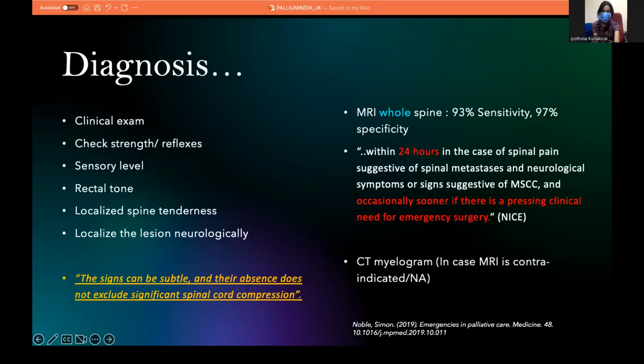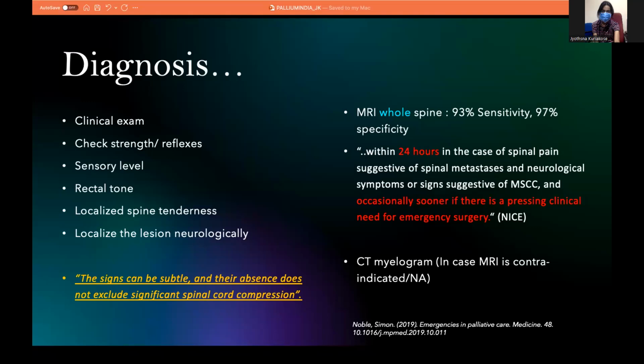So now you have taken a proper history of the patient, and you move to the examination. You do a thorough CNS examination: check the strength, the power, the reflexes, the tone. Then locate the sensory level, and find out whether the bladder is involved. Palpate the abdomen to know whether there is bowel involvement, examine the rectal tone, look for spinal tenderness, and come to the localization of the lesion neurologically. I've not included the localization of the lesion here because of time constraints.